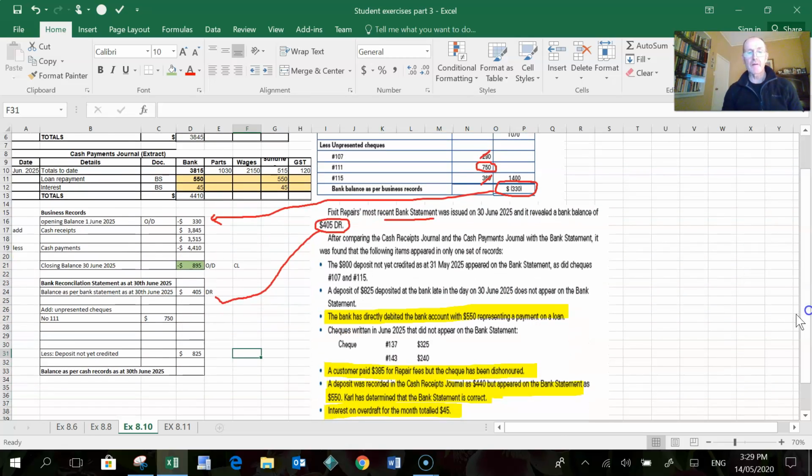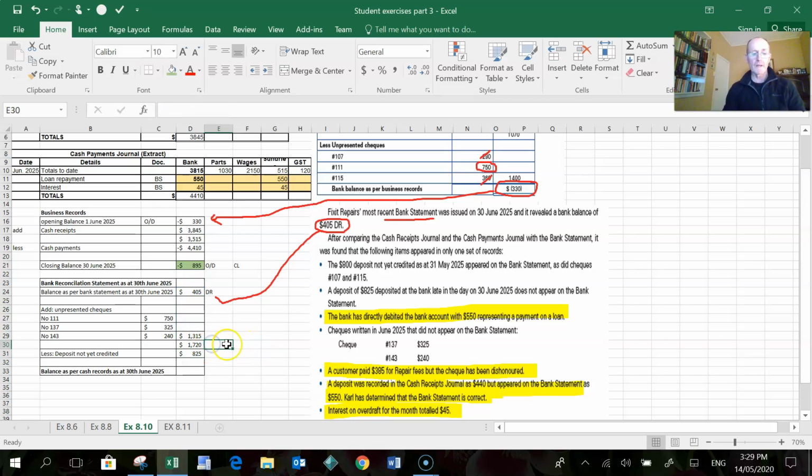Then we go down to the other unpresented checks. So there's the two that do not appear on the bank statement. So they were written out in the current month, number 137 and number 143. Right? So these checks would be inside there. They'd be part of that $3,815. We've written out the checks. The people we gave the checks to have not yet banked them. Right? So we add in the 325 and we add in the 240. We add all that up, and therefore add it to the 405, because once they're all presented, it will increase that overdraft.